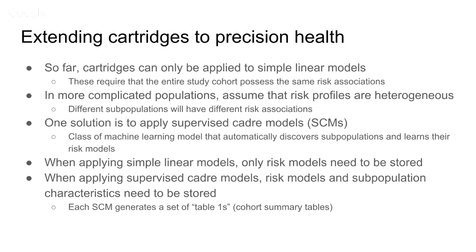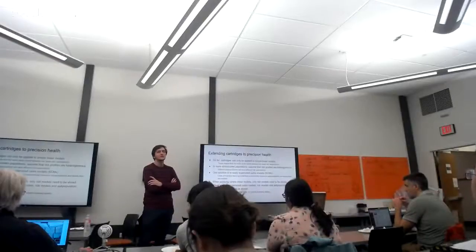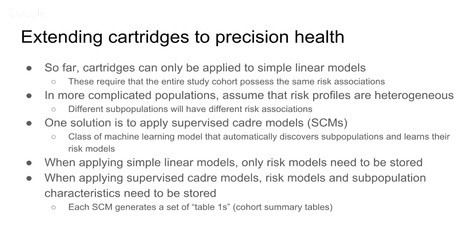So what you want to do is let the data tell you what your cohort should be. One solution is the supervised Cadre model, a machine learning technique that my advisor and I have been working on. At a non-technical level, a supervised Cadre model is a class of machine learning models that will automatically discover subpopulations and then also learn their risk profiles. It tells you what your cohort wants to be, and then what the cohort's associations are.